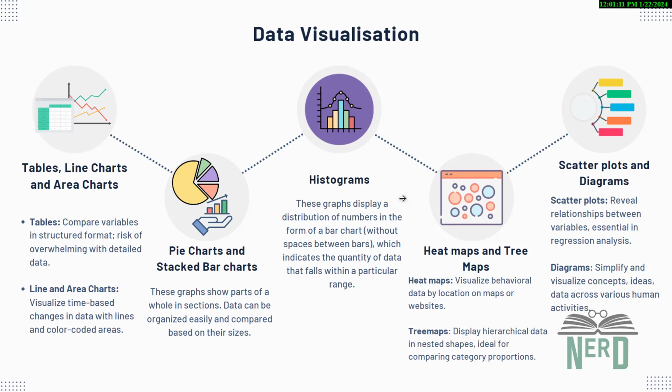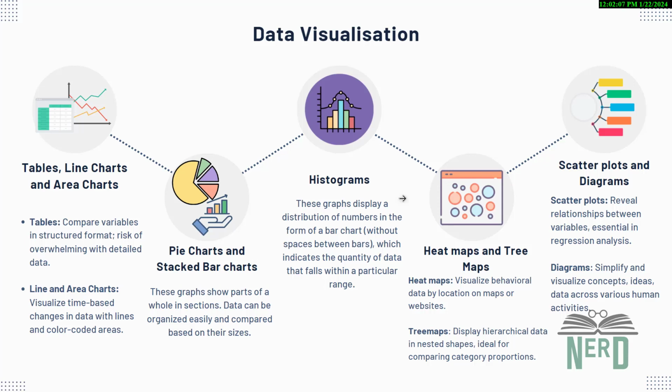So first we have tables, line charts, and area charts. Well, tables are like the grids you use to play Battleship. They have rows and columns that let you compare stuff easily, right? And they are great for showing lots of detail, but sometimes they can be a bit overwhelming if you just want to see the big picture. Line charts connect the dots with lines, while area charts fill in the space under the line with color, making it look like a mountain range.